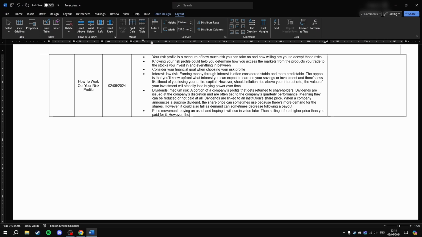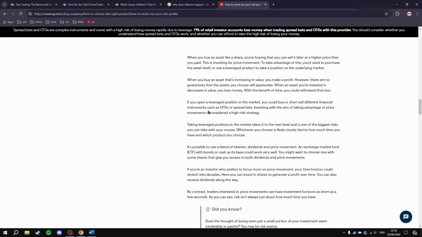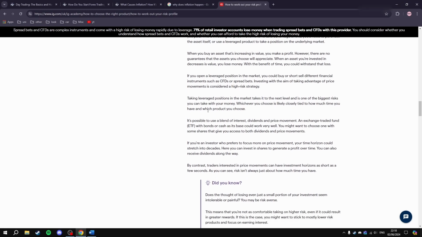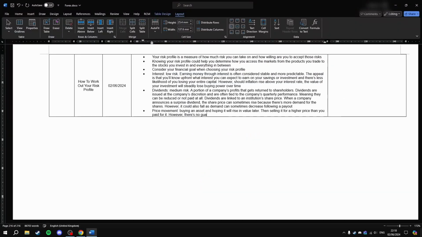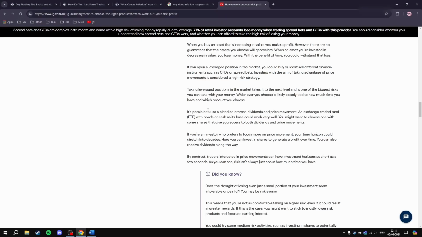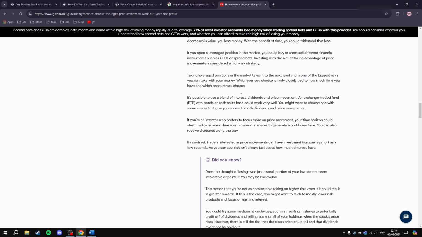However, there's no guarantee that the asset you choose will rise in value. When an asset you invested in decreases in value, you lose money. With the benefits of time, you could withstand that loss.